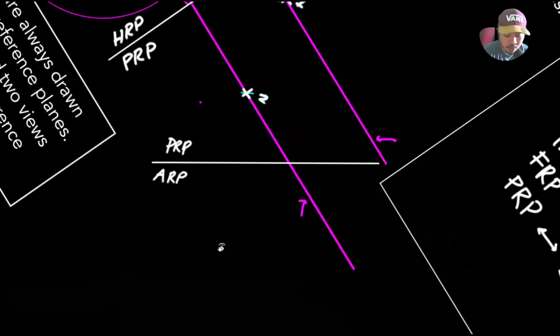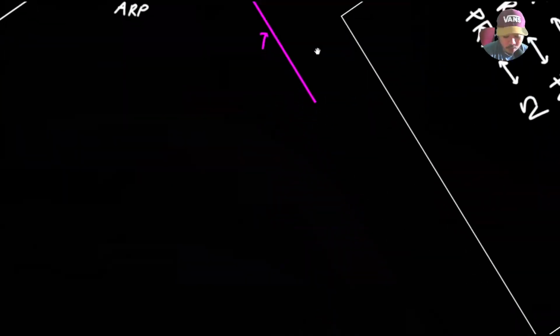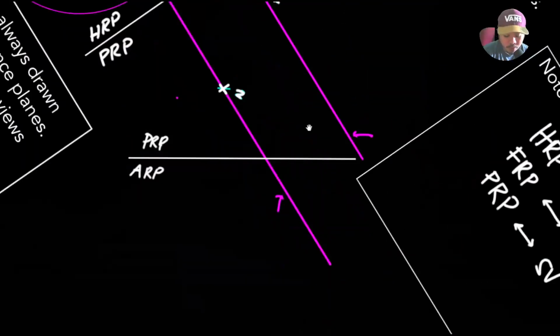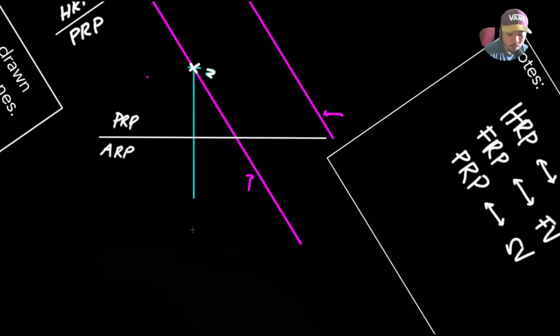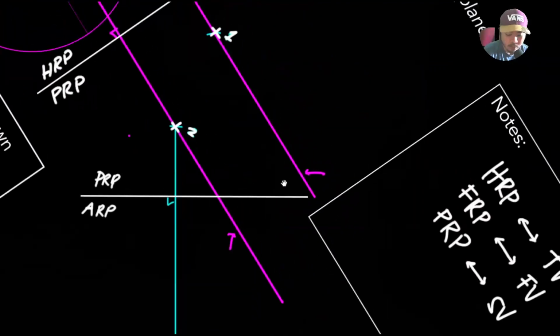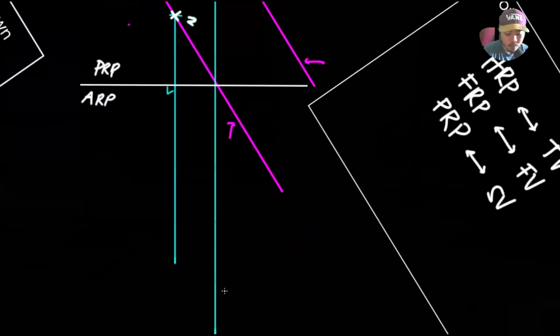If gusto natin mahanap yung location ni points 1 and point 2 in ARP, then we need to create a perpendicular line. So, again, dito hindi nyo na kailangan gumawa ng geometric techniques. Pwedeng yung sliding triangle technique lang ang gagamitin nyo. Okay, so I'll create a perpendicular line. This is my projection line for point 2. Tapos ito naman for point 1.